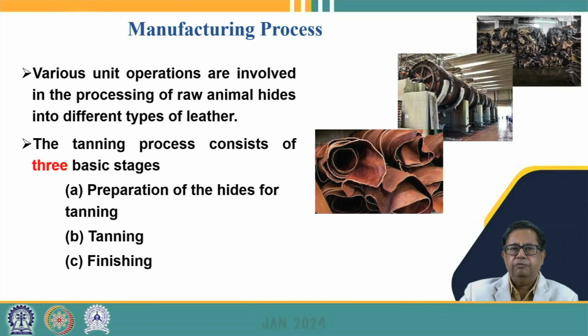So basically we have three stages. First of all, we prepare the hides for the tanning process so that the hides may become receptive to the tanning. The second is the tanning process itself, where we try to convert the leather into a stable product. Similarly, we have to go for the finishing process. After the tanning process, we convert the leather into a finished product.